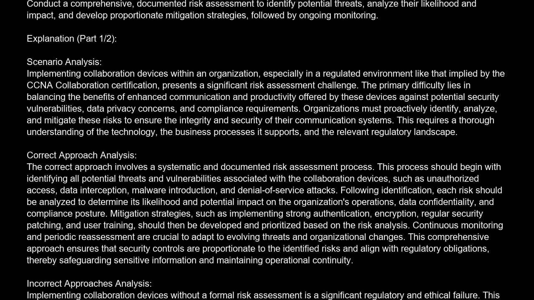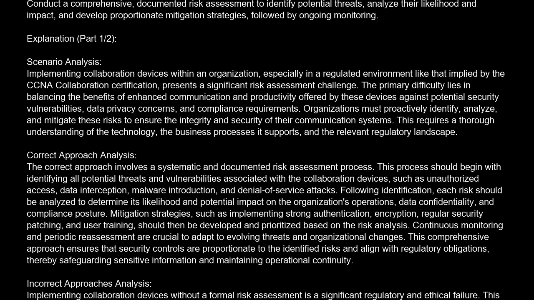The correct answer is B. Conduct a comprehensive, documented risk assessment to identify potential threats, analyze their likelihood and impact, and develop proportionate mitigation strategies, followed by ongoing monitoring. Explanation.